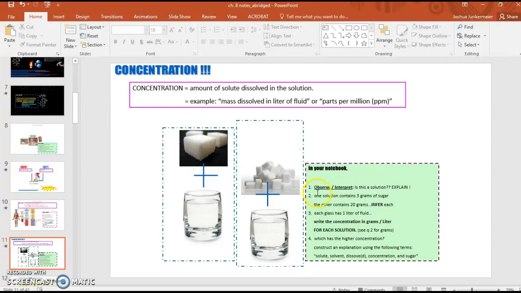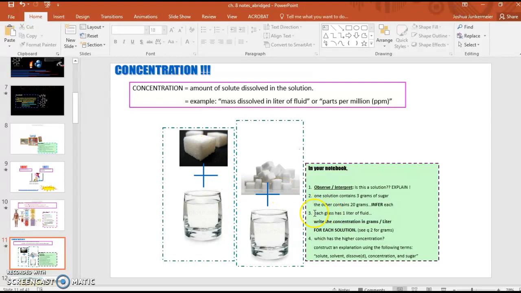Number 2 says one solution contains 3 grams of sugar. We're just saying that each sugar cube has a mass of 1 gram, so that's 3 grams. The other contains 20 grams, this one. So number 2 is basically saying the left one contains 3 grams of sugar, and the right one contains 20 grams of sugar. All right, question number 3. So that's easy. Just the left one has 3 grams, the right one has 20 grams.